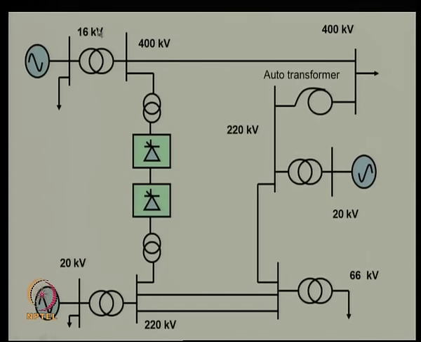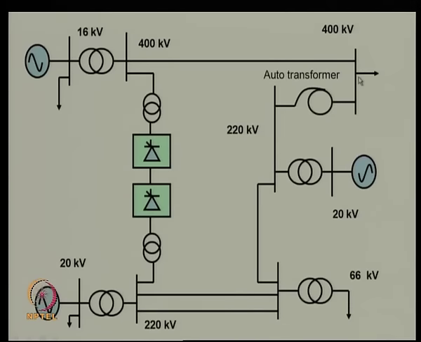The voltage 16 kilovolts is inadequate for power system transmission, otherwise it will cause a large amount of losses if you try to transmit this electricity over large distances. So what we have is a step up: we step up the voltages to around 400 kilovolts or 220 kilovolts, so that we can transmit it over large distances.